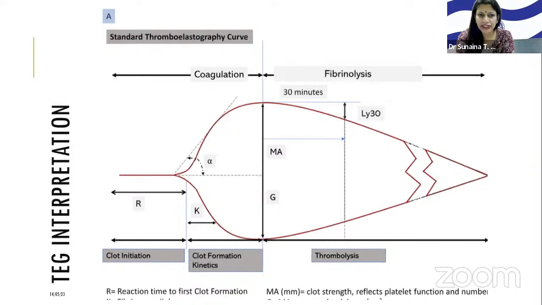So again, clot initiation, clot formation, and fibrinolysis. This is the standard thromboelastography curve. In ROTEM, you have 4 different curves: EXTEM, INTEM, FIBTEM, HEPTEM. They tell you about each and every pathway. All of the values which you see are very machine specific. If you're using thromboelastography, look at what their standard values are and interpret according to that. If you're using ROTEM, look at what their standard values are and interpret according to that. Okay, move on to the next slide, please.